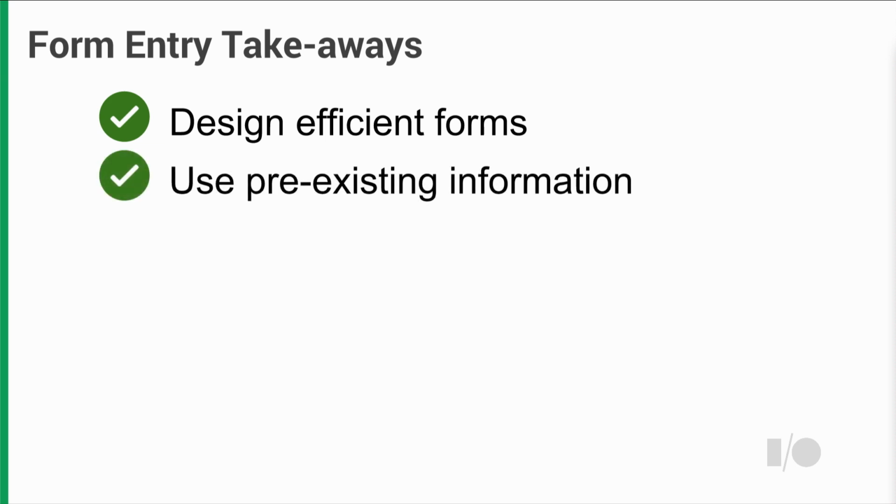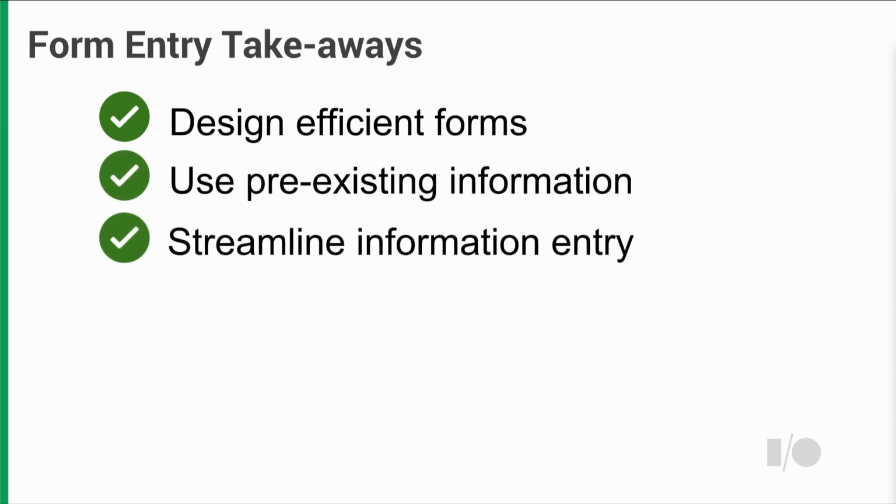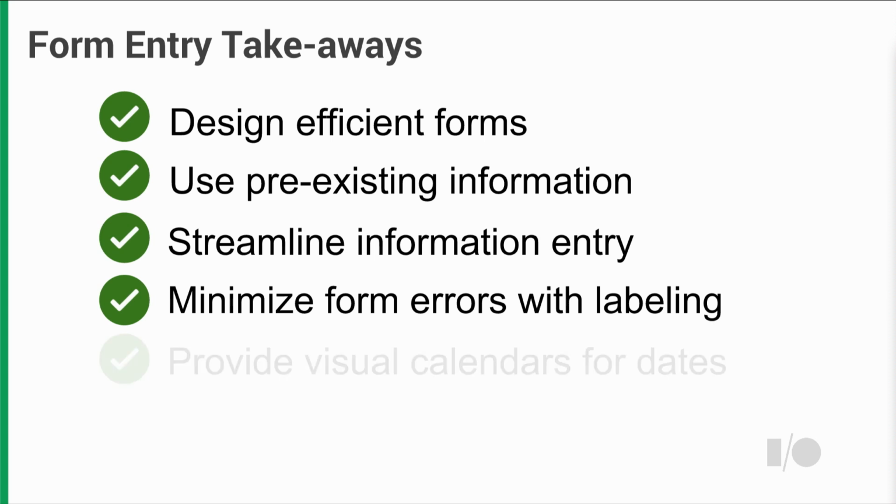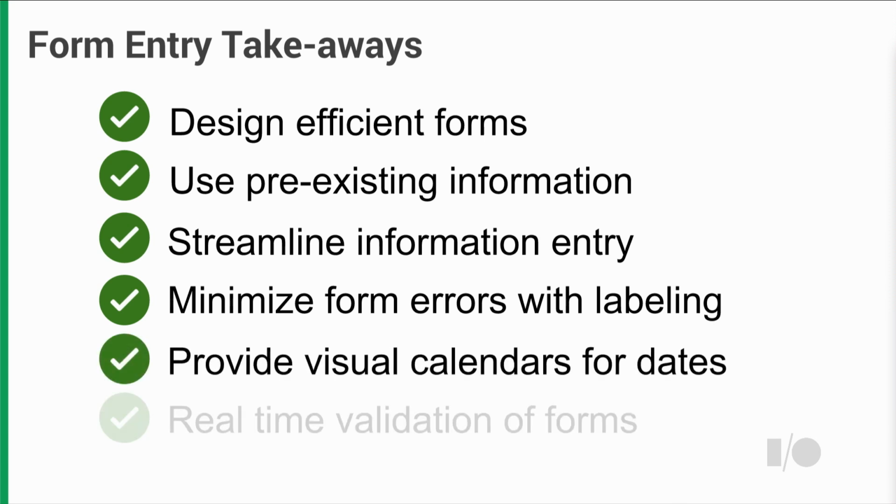So let's summarize the takeaways about optimizing form entry. Design efficient forms, chunking them like we saw, using pre-existing information, streamlining that information entry. Go and test your forms on your website. See how many taps it takes. See if you're using those contextual inputs. Minimize form errors with labeling. Provide visual calendars for dates. And real-time validation of the forms so that your users only have to go through them once.